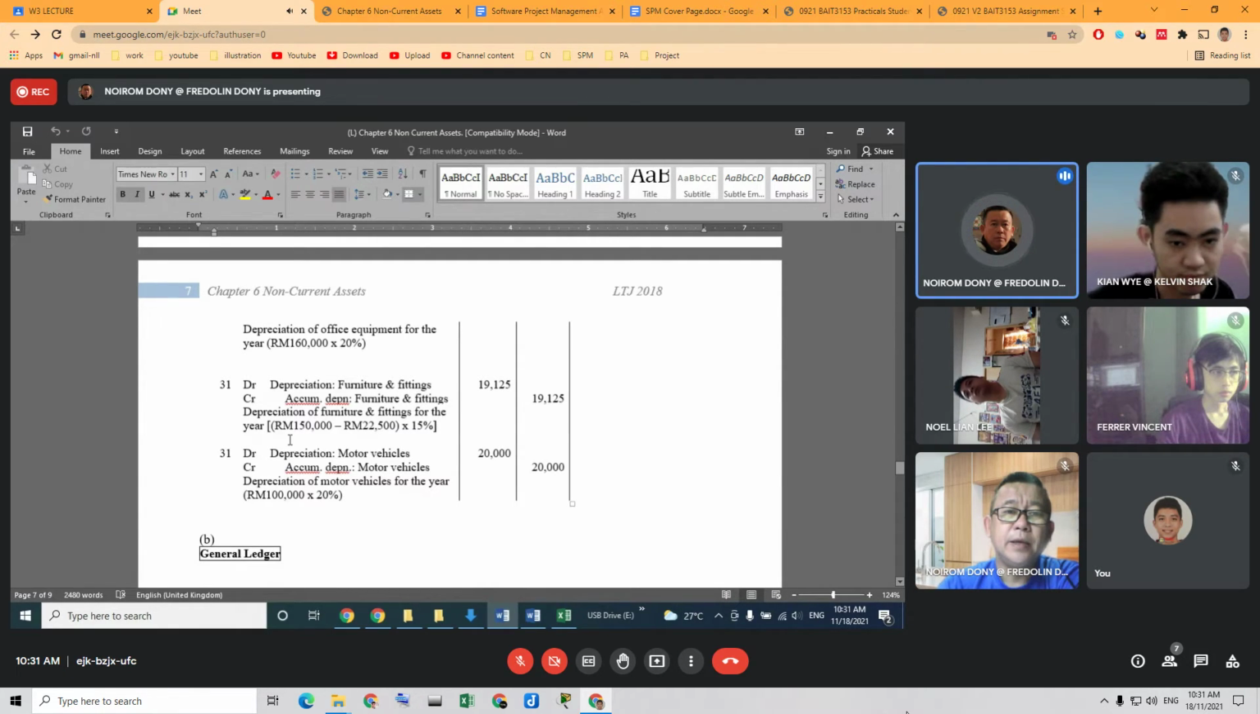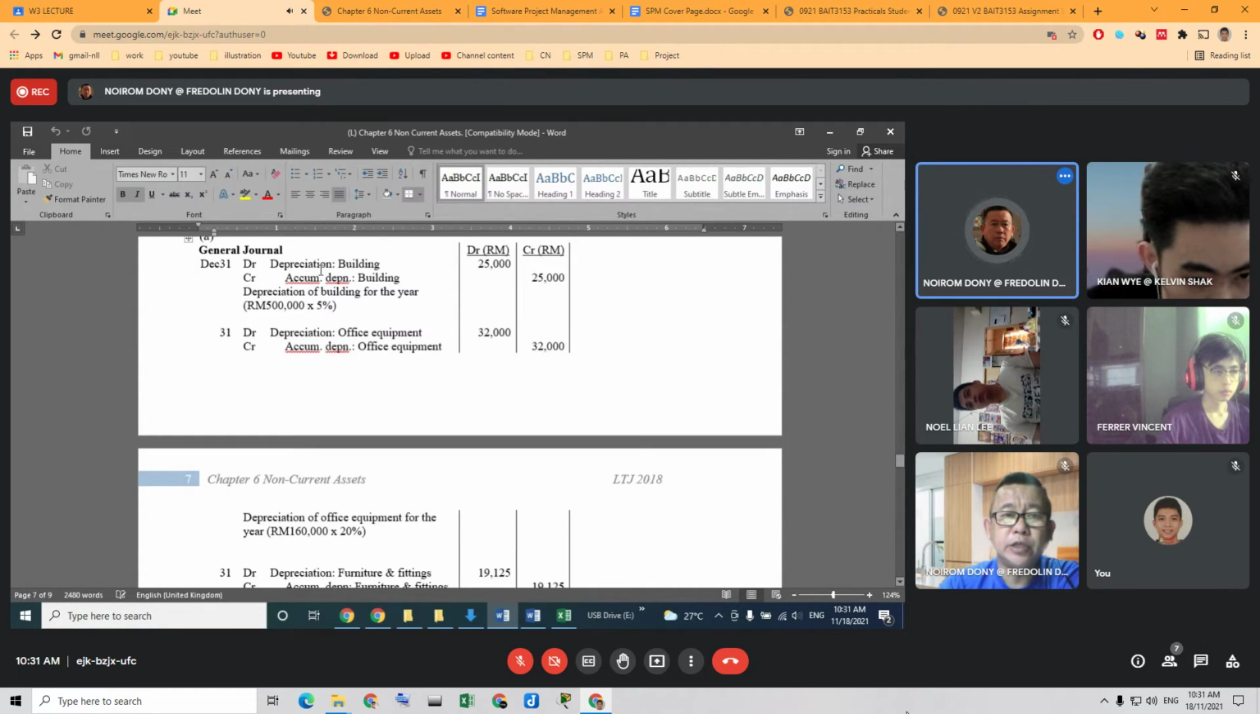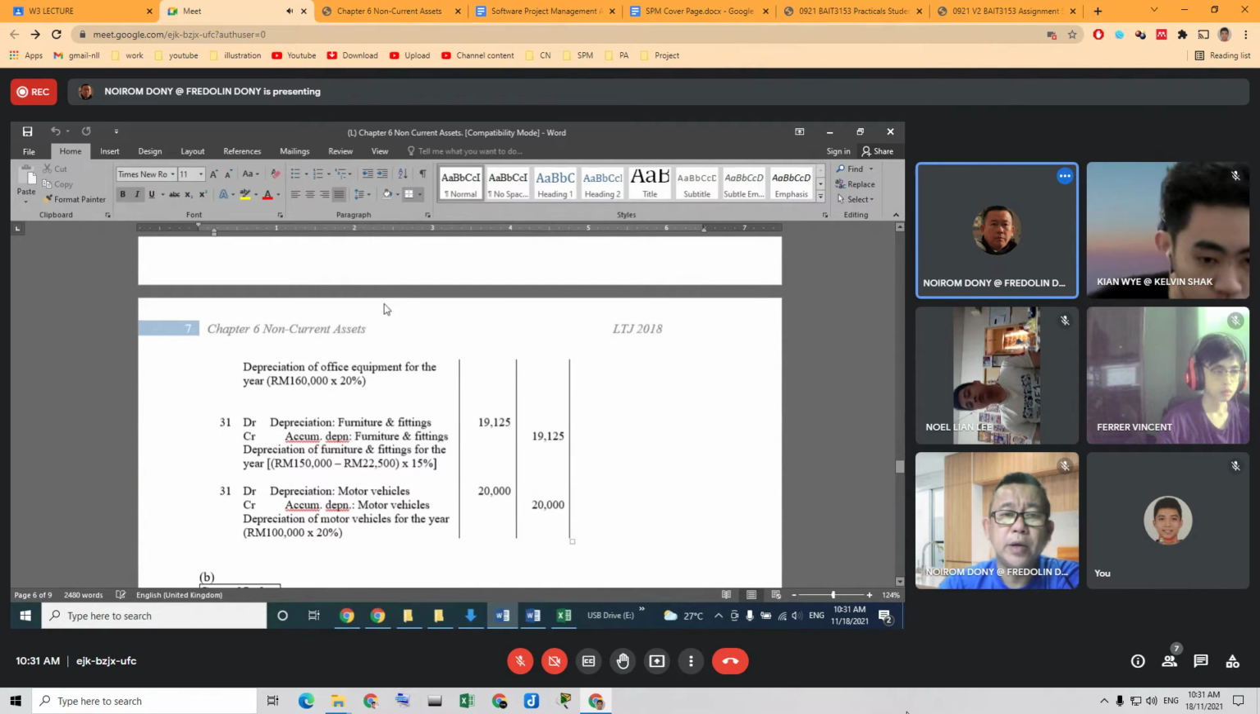Okay, and the last one, the motor vehicles, straight line. 100,000 times 20%, 20,000. So done. That is the appropriate prime entry.